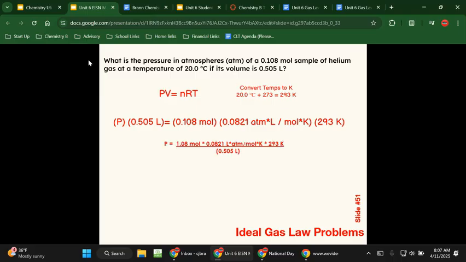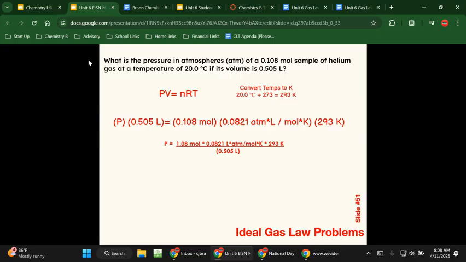So now we arrange it so that we are solving for P alone. It is the only thing on one side of the equation. P equals 1.08 moles times 0.0821 liters times atmospheres over mole times Kelvin. That is a huge unit, ladies and gentlemen. Yes. But most of that unit is going to cancel out. Times 293 Kelvin.